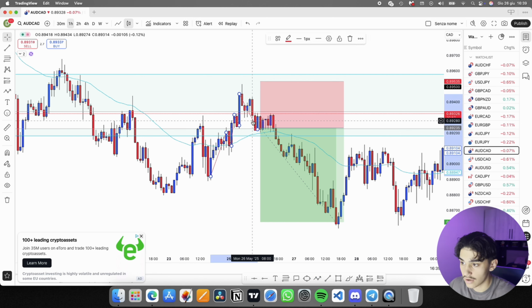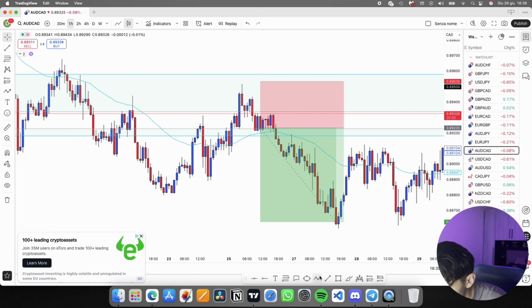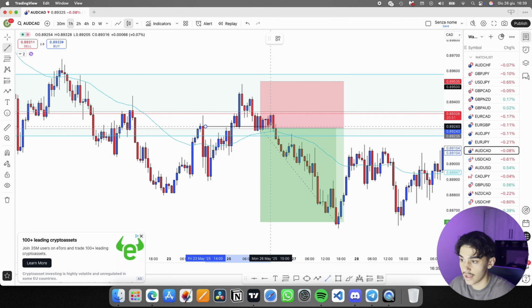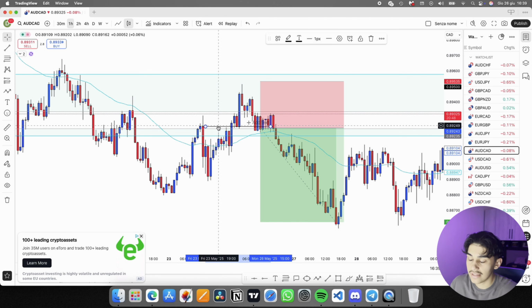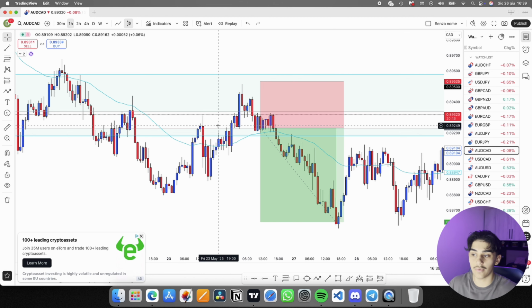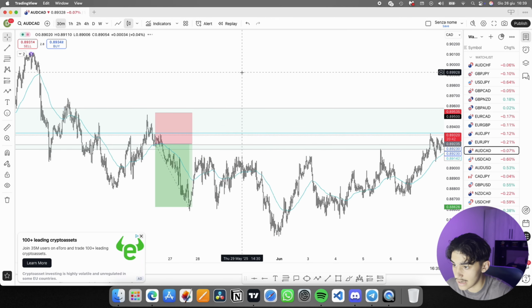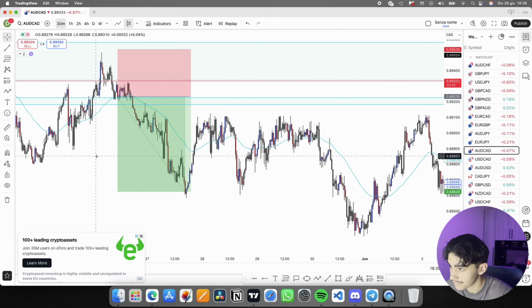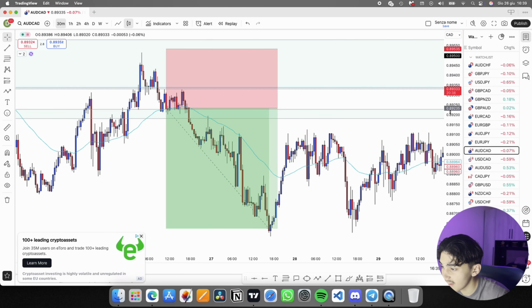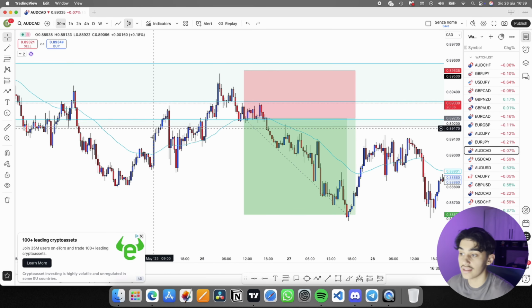Why is that? Because we body closed below this level right here, which was my original higher low. So we body closed below the structure there, which means we are now bearish. And even on the 30 minutes time frame, let me go back to my trade. On the 30 minutes, you can see it cleaner.